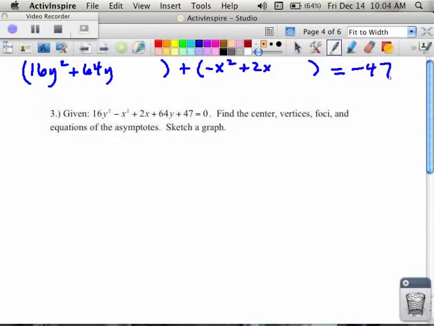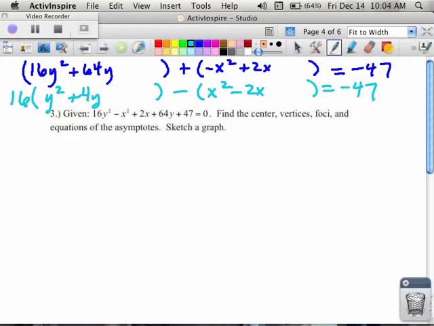And I move the 47 to the right-hand side of my equation, and it becomes negative 47. Next, I'm going to factor out if there's anything in front of my squared term so that I can actually complete the square. So in the y parentheses, I'm going to factor out a 16. When I factor out 16, I'm left with y squared plus 4y. In the second parentheses, the x one, I'm going to factor out a negative 1, or a negative sign. That leaves me with x squared minus 2x. And the right-hand side has not changed, so it's still negative 47.